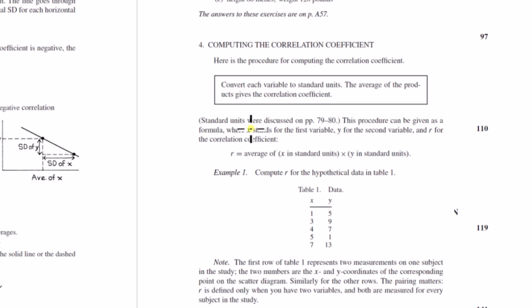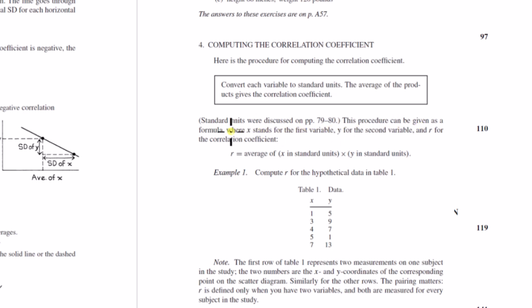Okay, so we know how to convert to standard units. You find the standard deviation of an entire data set, and the standard units are just the number of standard deviations that a number is from the mean. Standard units were discussed a few chapters ago.